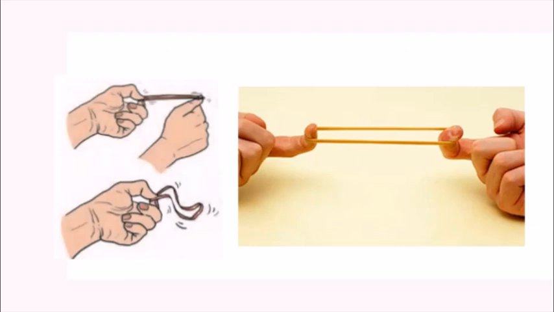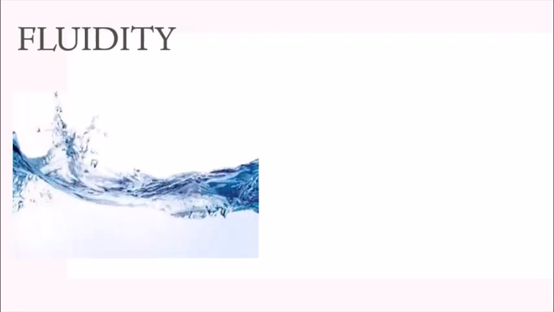Now, try to apply force on a rubber band or a sponge. You will find that the rubber band or sponge changes its shape. But as soon as you remove the force, it returns to its original form. Such substances are said to have the property of elasticity. They change their shape when a force is applied to them, but they return to their original shape and size when the force is removed. The next property is fluidity. Fluidity is the property which is possessed by all liquids.